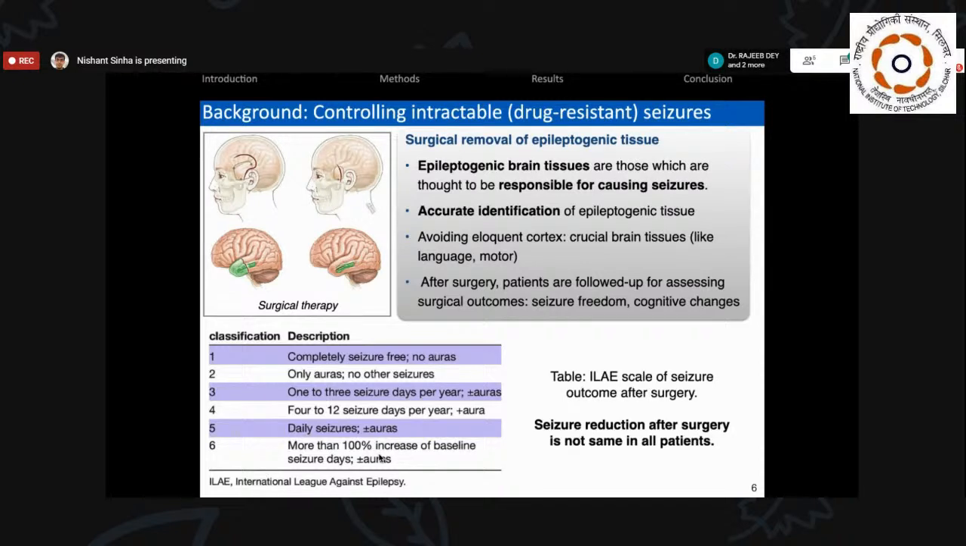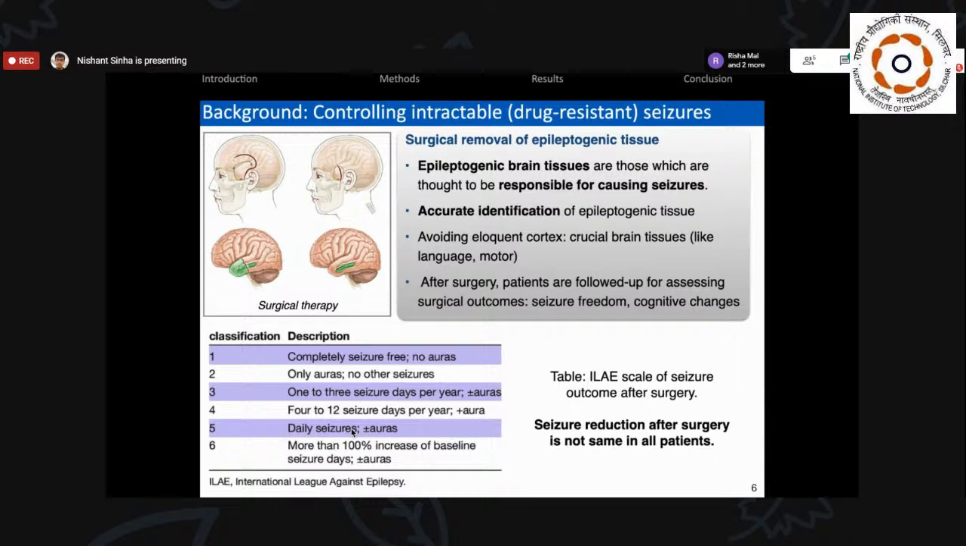It is worth noting that the seizure reduction after the surgery is not the same in all patients. While most patients with anterior temporal lobe resection would be seizure-free, there would be some patients who would not be seizure-free and would still be having some seizures, or maybe having daily seizures.